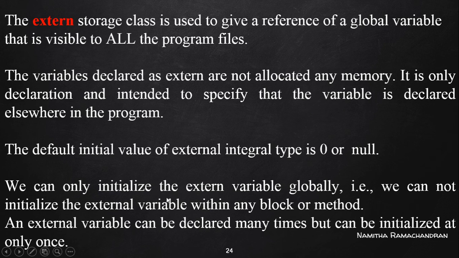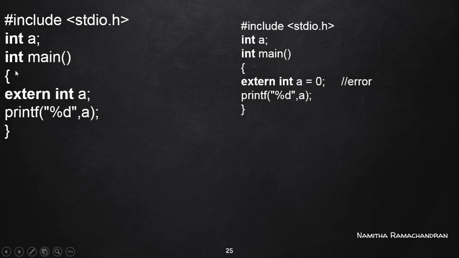We can only initialize the external variable globally. That is, we can't initialize the external variable within any block or method. We can initialize only globally, that means outside of all the function bodies. We can't initialize such a global variable or extern type variable inside any function body. We can initialize outside of the function bodies.